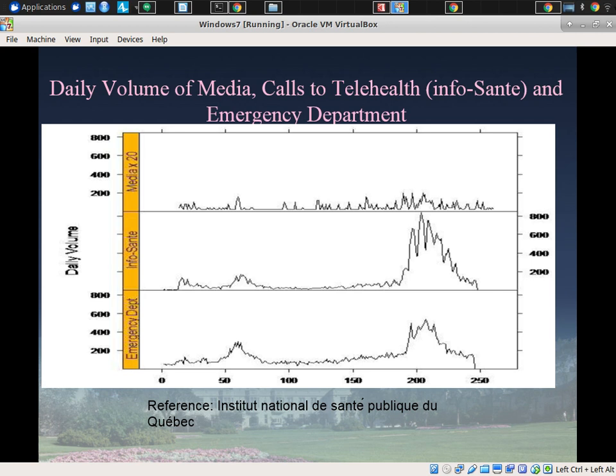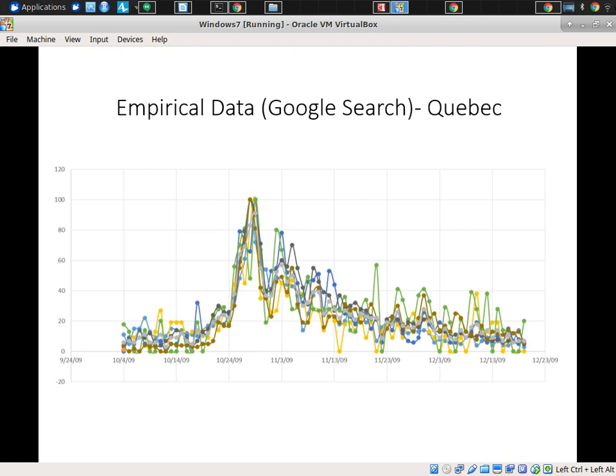So we had clinical data. We also had calls data and emergency department presentation data. We further had multilingual search data from Quebec, which related to flu, okay? We made use of that. This is daily data, as you can see.